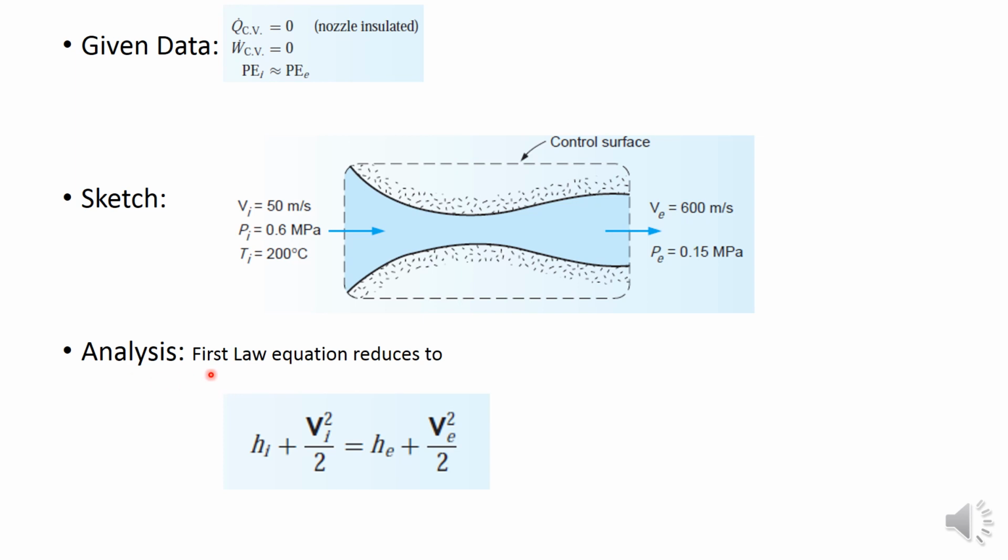Now the analysis is that when we substitute all these into the first law equation, it reduces to this particular form. Only enthalpy at the inlet plus kinetic energy from the velocity of the steam at the inlet is equal to enthalpy at the exit plus kinetic energy from the velocity of the steam at the exit. Rest all terms vanish.